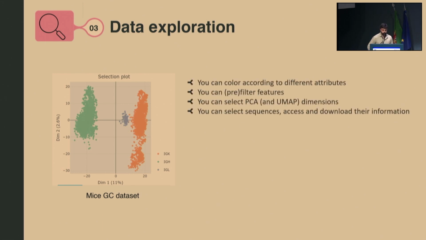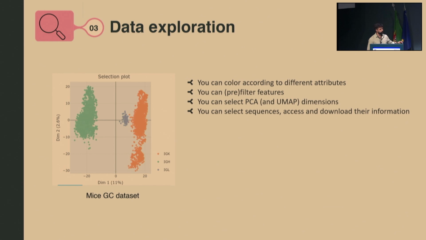You can color according to different attributes. One of the good things also of this program is that the VJ combination is a nice algorithm. So V and J genes of the same family always have similar colors, so it makes it very easy to explore the data sets. You can also pre-filter features. For example, I will show it later, but you can only keep features that are related, for example, to dominant and non-dominant clones, and remove the rest.